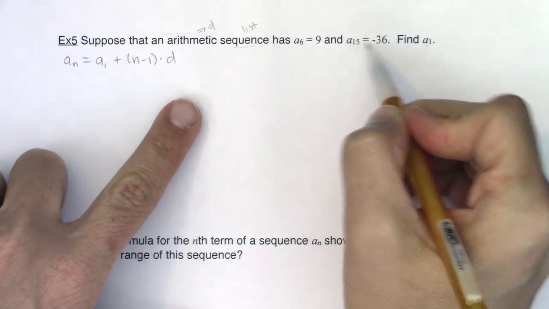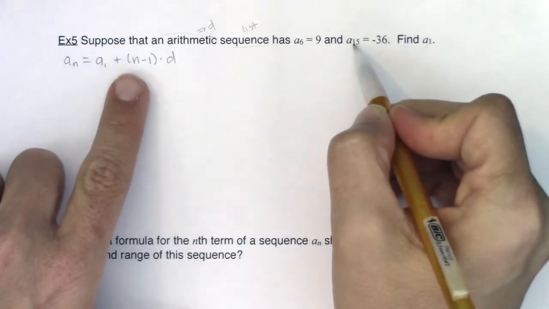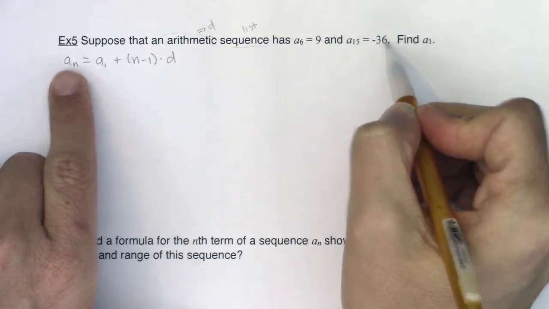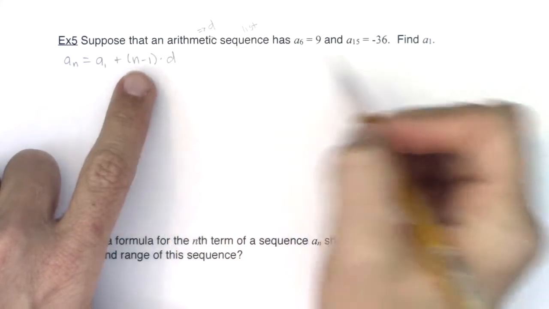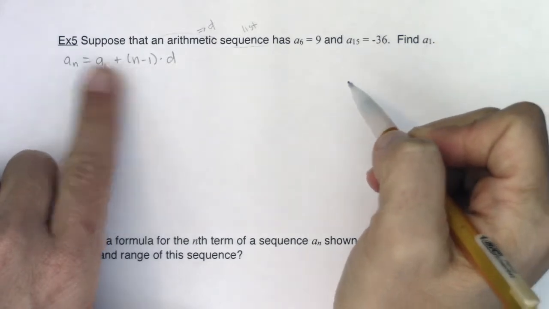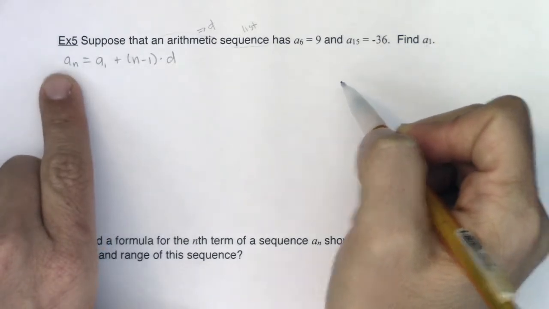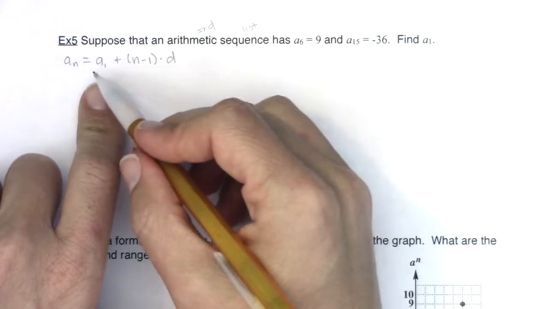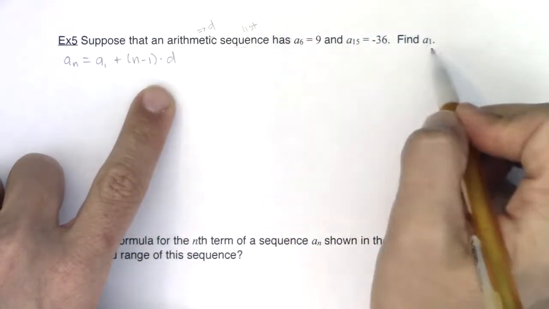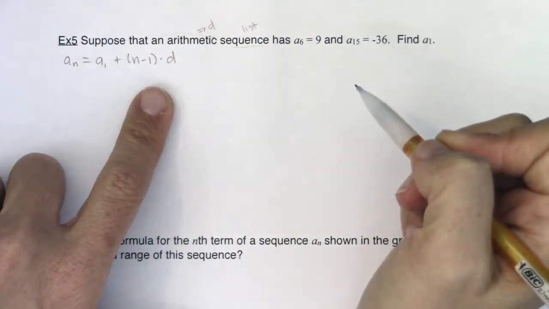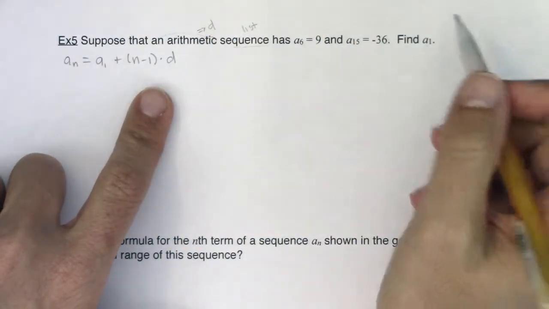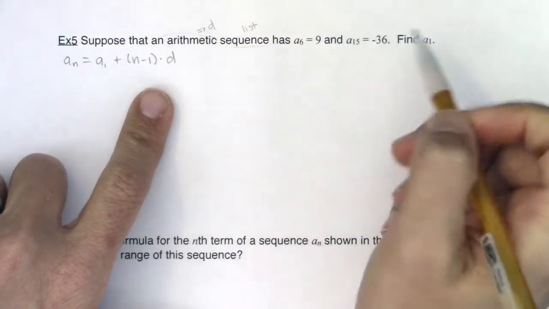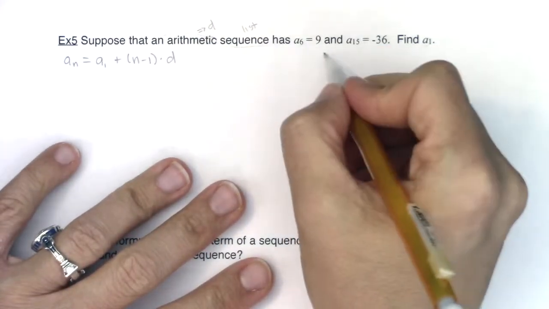In another sense, if I want to use this number, I know n could be 15 and a sub 15 could be negative 36. But still, even if I'm plugging in n equaling either 6 or 15, and then either 9 or negative 36, I have two variables missing. So there's got to be another way to find D. And I say D specifically because once I find D, then I can find a sub 1. I know I've been rattling on for a while, but let's think about the relationship between a sub 6 and a sub 15.